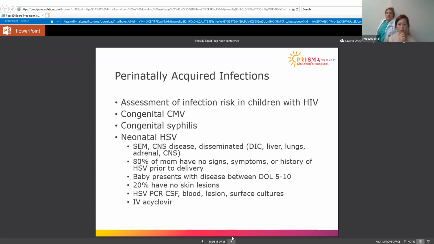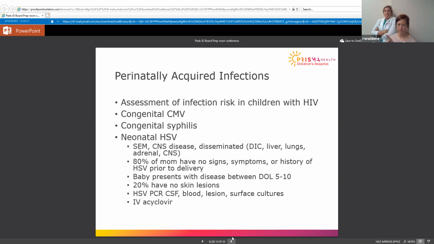For perinatally acquired infections, some of the topics, I'm not going to talk about assessment of infection risk in children with HIV. I meant to take that one off. So: congenital CMV, congenital syphilis, and neonatal herpes. Let's just go on to neonatal herpes since we were just talking about that.